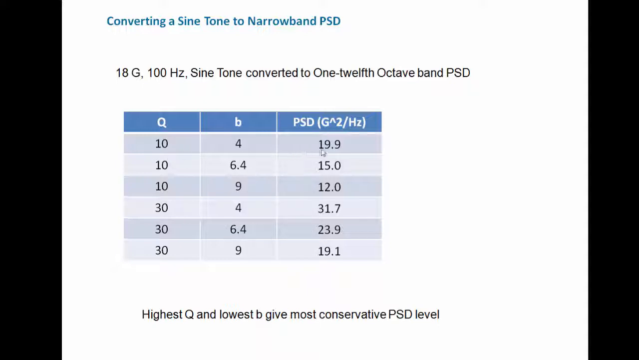And you can see that amongst those 6 permutations, that G square per Hertz level is going to vary. Where that arrow cursor is pointing, that is the worst case PSD going from sine tone to narrowband. And that corresponds to the highest Q and to the lowest B. So if you're uncertain what Q should be and you're uncertain what B should be, then crank up Q a little bit higher and crank down B a little bit lower.